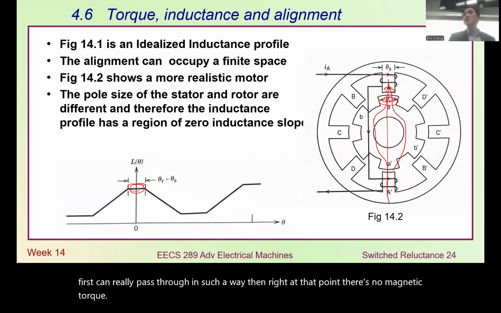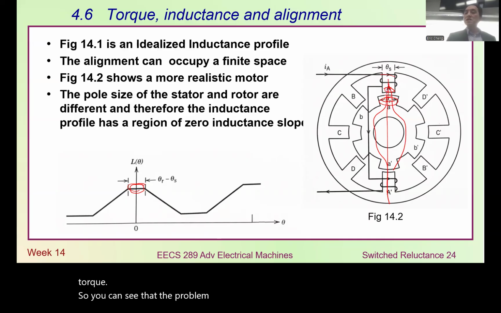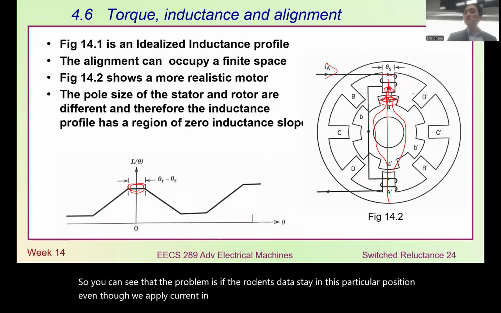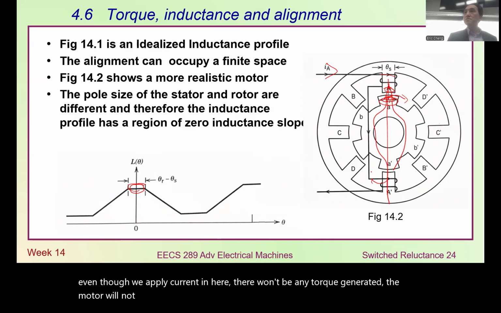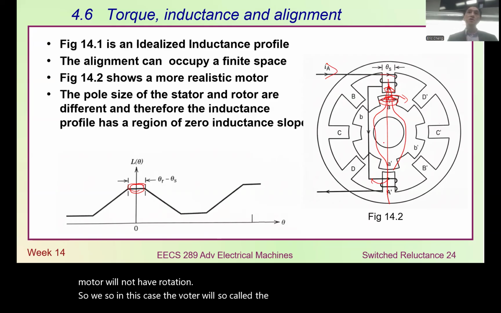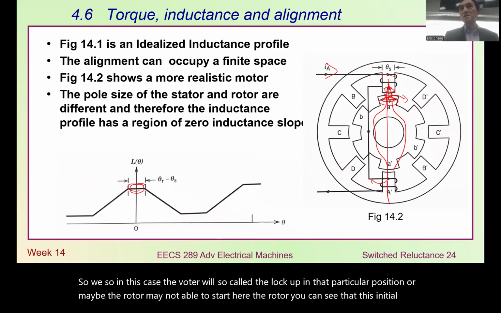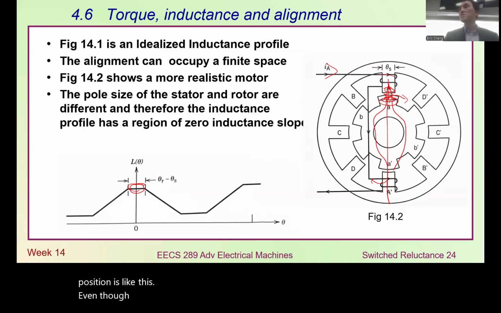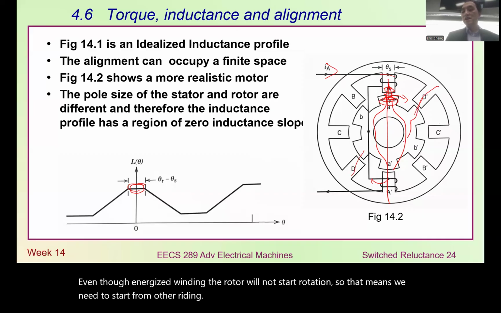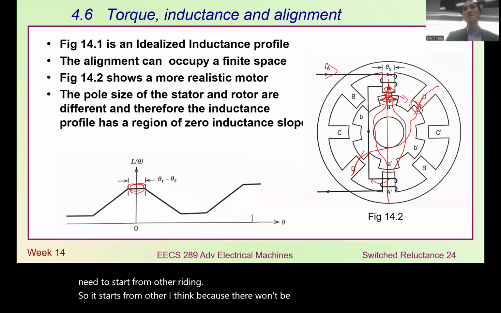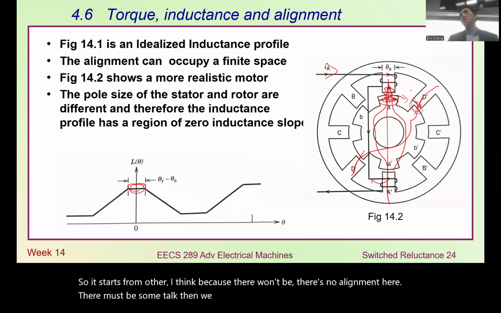So you can see that the problem is if the rotor and stator stay in this particular position, even though we apply current in here, there won't be any torque generated. The motor will not have rotation. So in this case, the rotor will be so-called locked up in that particular position, or maybe the rotor may not be able to start. Here, you can see that its initial position is like this. Even though we energize this winding, the rotor will not start rotation. So that means we need to start from another winding. It starts from another winding because there's no alignment here. There must be some torque, then we are able to control the motor to rotate.